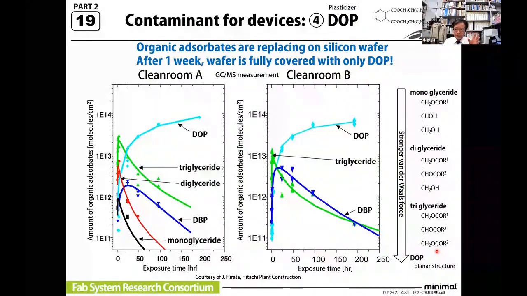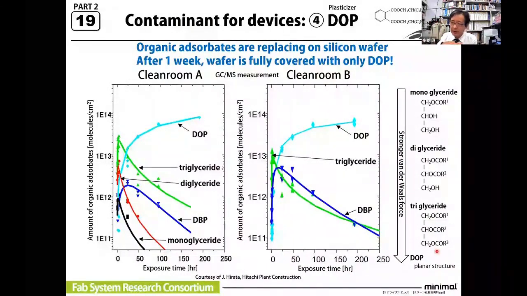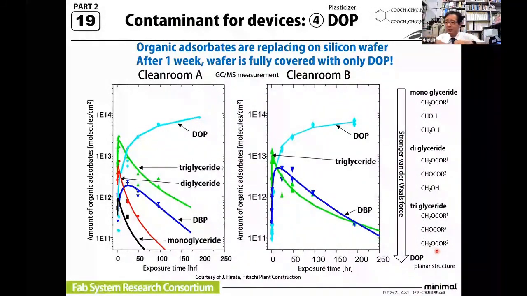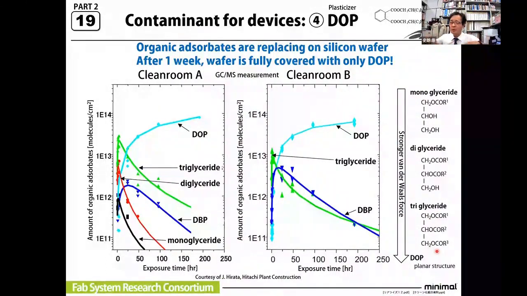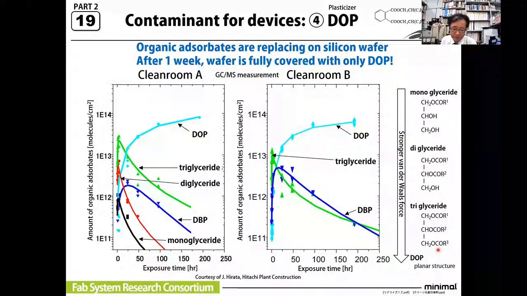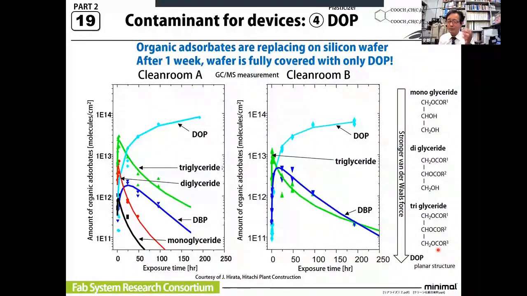Since the density of DOP in the air is very small, but the force of DOP to stick to the wafer is very strong, DOP removes or takes out other molecules and makes a sticky surface. After 2 weeks or so, the silicon wafer is covered by DOP only. This is a very famous, interesting thing.